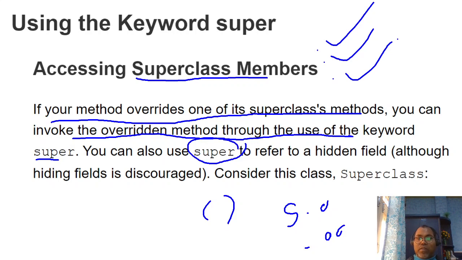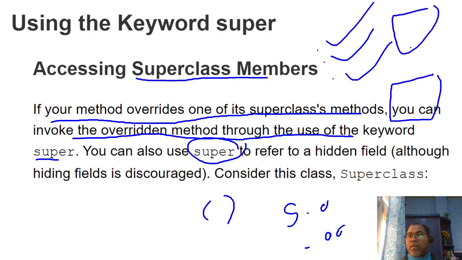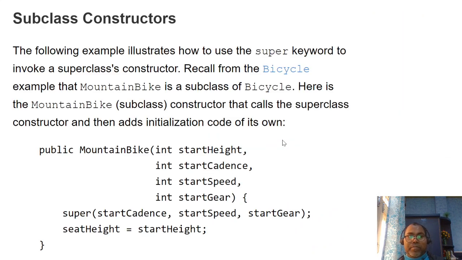Super helps us within a subclass when the same field or method is defined both in the superclass and here. Whenever you invoke directly, the local one is always preferred. So if you want to access the superclass one, you use the keyword super dot, just like super.x.